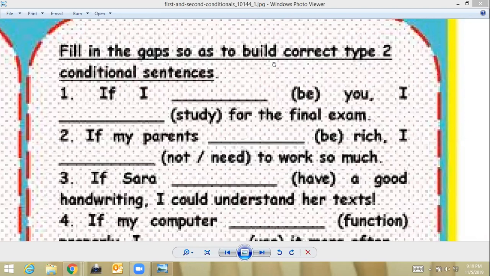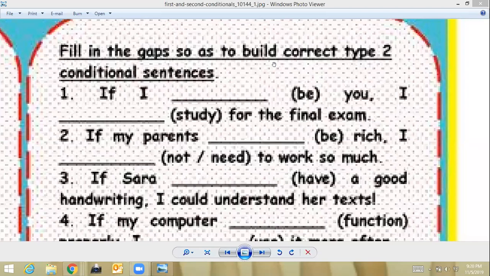The three forms of verb to be in present. Am, is, are. Am, is, are are the three forms of verb to be in present. Now, what are the two forms of verb to be in past? Was, were. Very good.